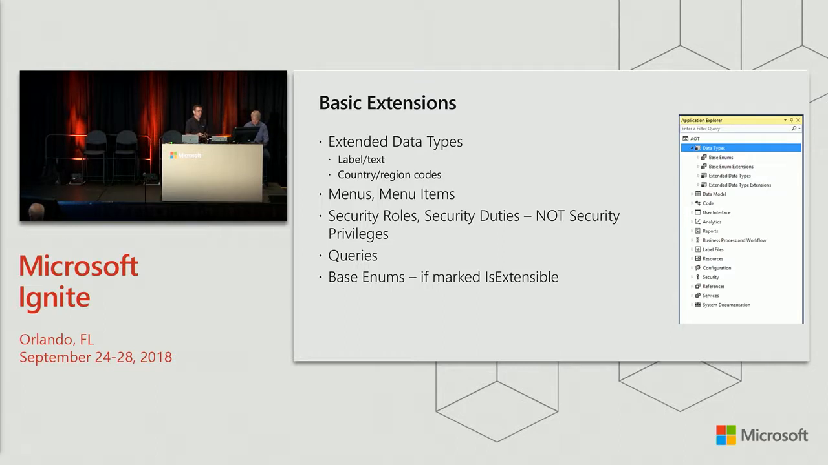You can extend the menus and menu items, the security related metadata, queries. We've just added a lot of query capabilities in terms of extension, and we've got another couple coming up that you'll see in the documentation and the release notes. And then the base enums you can extend as well if those are marked as extensible, and if it isn't marked as extensible, you can always make a request to get an enumeration made extensibility compatible.